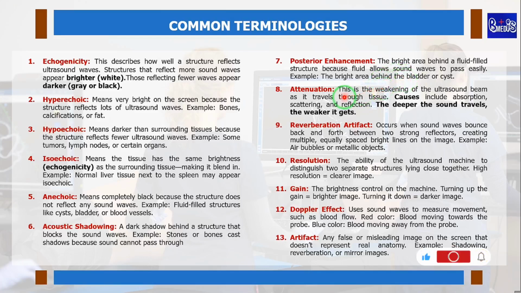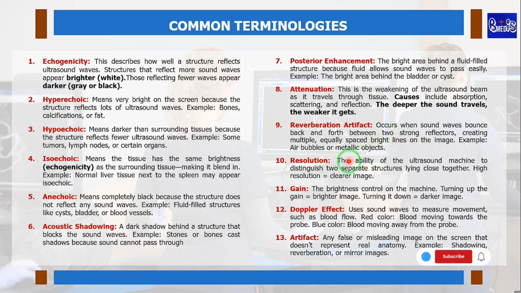Then we have attenuation. This is the weakening of the ultrasound beam as it travels through tissue. Causes include absorption, scattering, and reflection. The deeper the sound travels, the weaker it gets. We have the reverberation artifact, which occurs when sound waves bounce back and forth between two strong reflectors, creating multiple equally spaced bright lines on the image. Examples are air bubble or metallic objects.